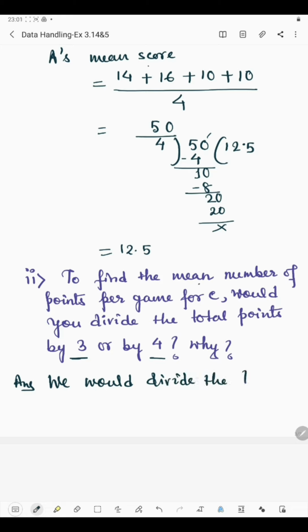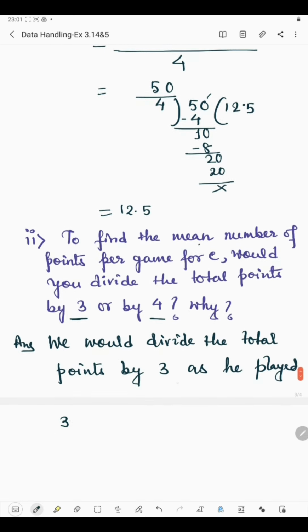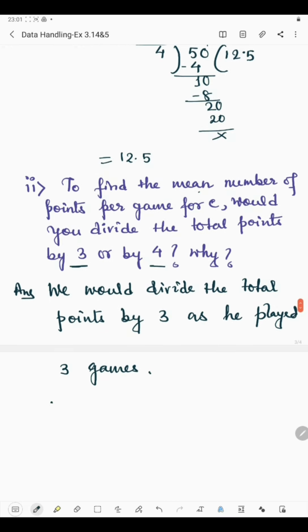So we would divide the total points by 3, as he played 3 games. He did not play 4 games, right? So what will be C's mean score?